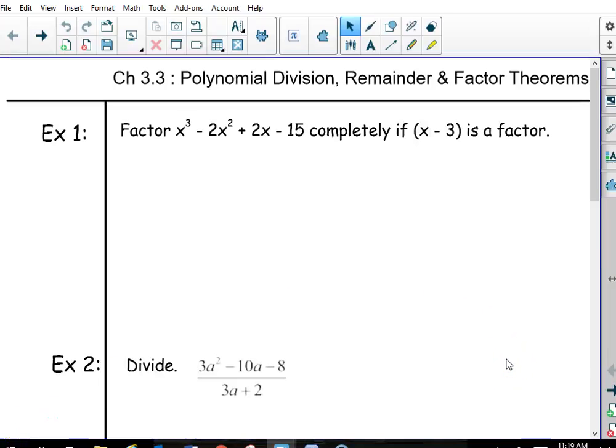All right, we're working on polynomial division and the remainder and the factor theorems. Those are in your book. I'm going to talk about them as we use them. So the first problem asks us to factor a third-degree polynomial completely if we know that x minus 3 is a factor. Now I want to remind you of a really helpful tool called synthetic division.